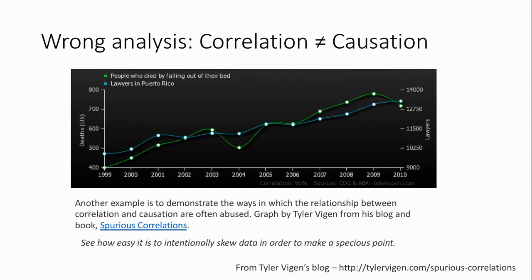This is another one from Tyler Vigen's blog, where he showed it looks like there's a relationship, or correlation, between people who died from falling out of their bed and the number of lawyers in Puerto Rico. It doesn't even make sense. So you can see how easy it is to intentionally skew data in order to make a dubious point.